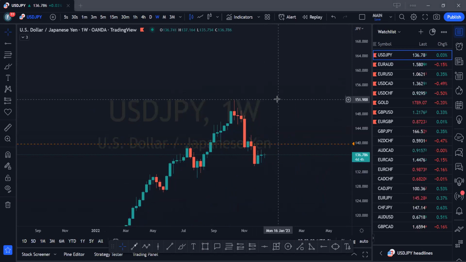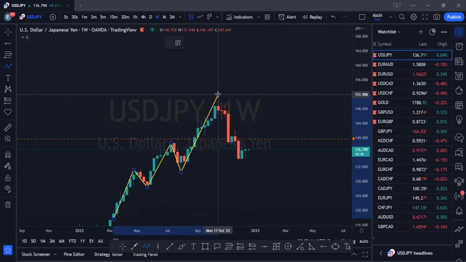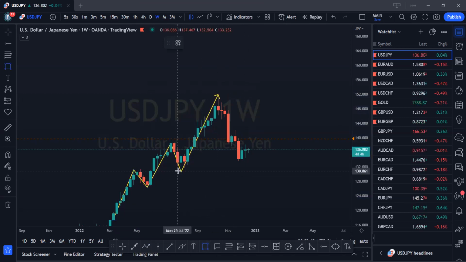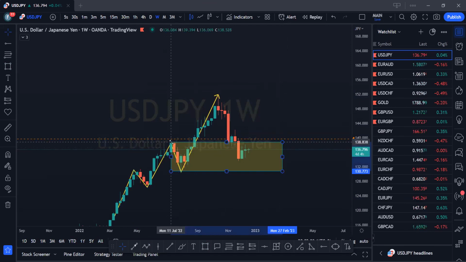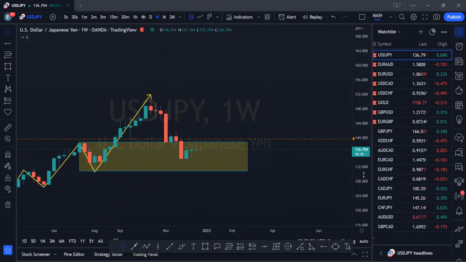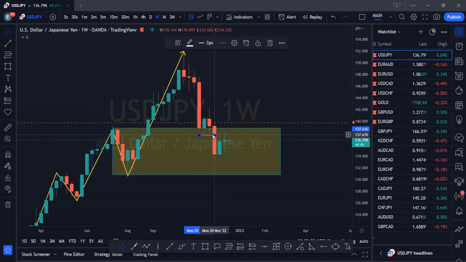So this is USD JPY on the weekly chart. What do we have on the weekly chart? We are seeing price is in an uptrend, and price is currently reacting at a demand here. If we take the whole of this demand range, what we can see that has happened on USD JPY is we've seen a liquidity grab here. And price is in a demand zone. This is a pro uptrend.